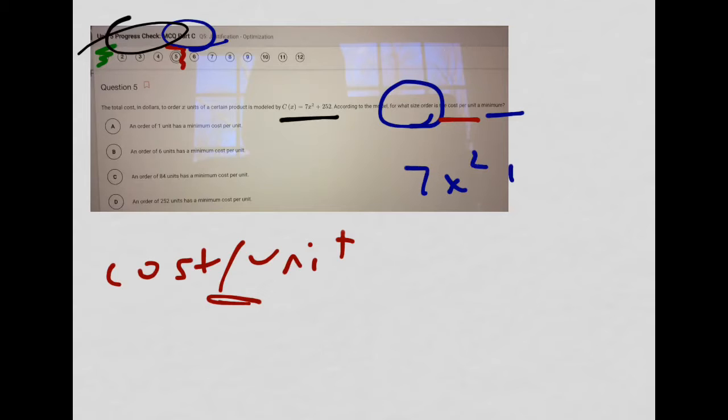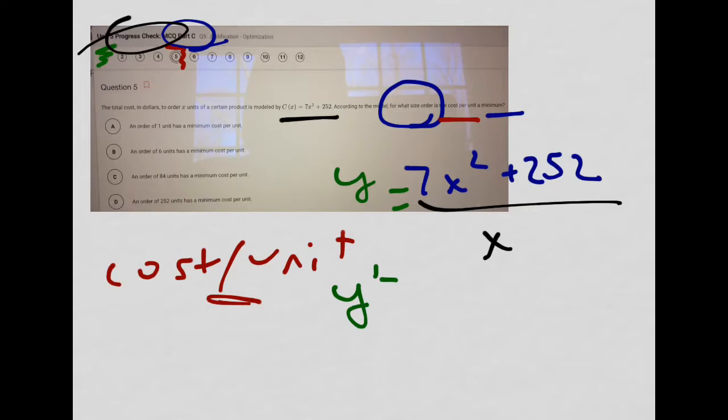And the order we can write as the cost over a unit, cost per unit. So usually we write cost per unit, but we're basically dividing. So I'm going to take the 7x squared plus 252, and I'm going to divide by the unit. So this is what's going to tell me about my order, and I want my order to be a minimum. So that means I need the first derivative. So I need the first derivative of y, so I'm going to simplify it since that will be the easiest way for me to write the derivative.